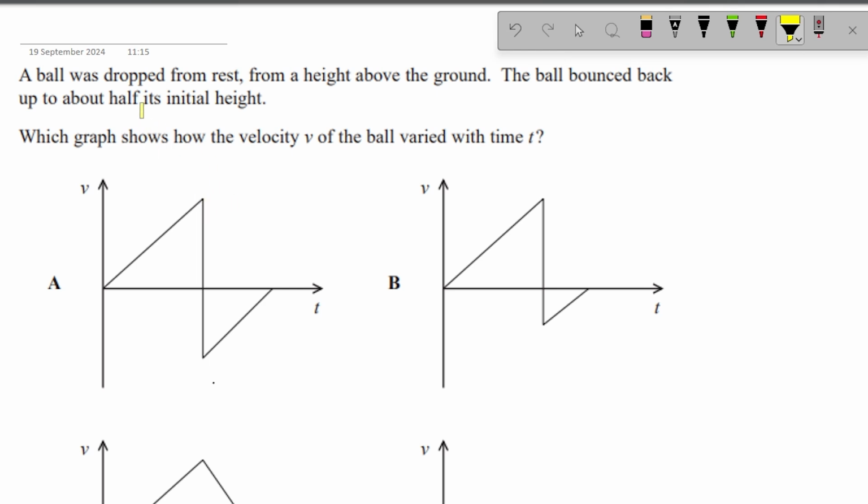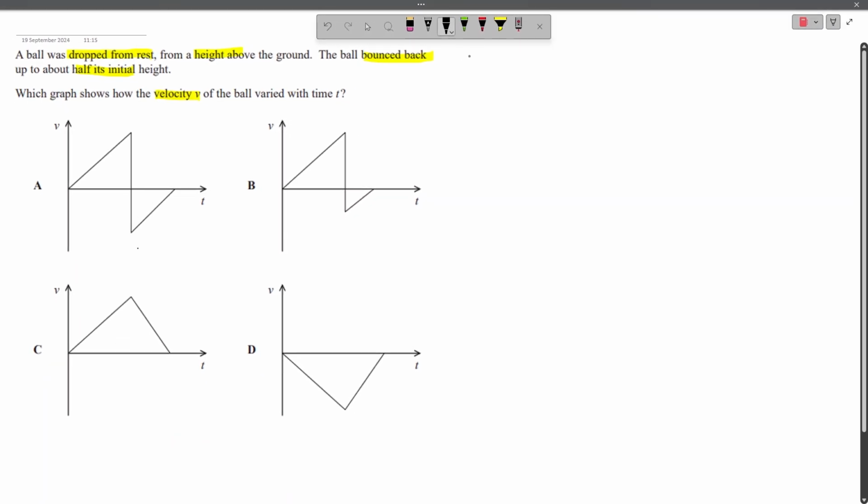In this question, we're asked to consider a ball that's dropped from rest from a height above the ground. The ball then bounces back up to about half its initial height, and we've got to consider the velocities of the ball. So are there any quick wins we can get here?